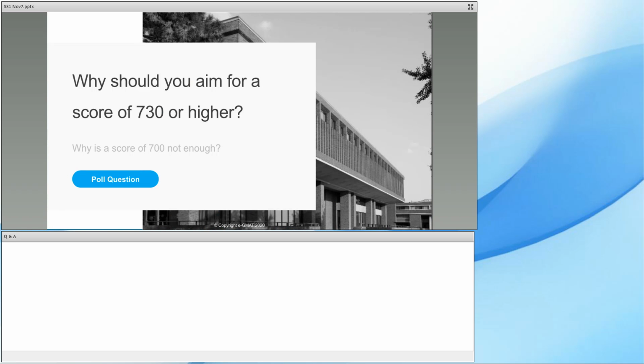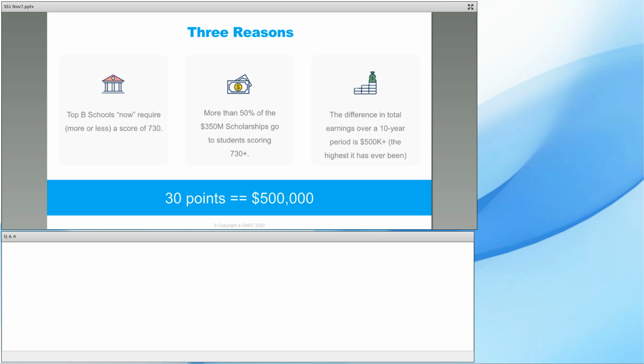So a lot of you are aiming for that score of 730 or higher. In fact, more than 55% of you are aiming for that score. I just want to briefly tell you why you should aim for that score. I think there are three reasons. One is that top schools now require a score of 730 or higher, which means that if you're aiming for a top school, you kind of need that score.